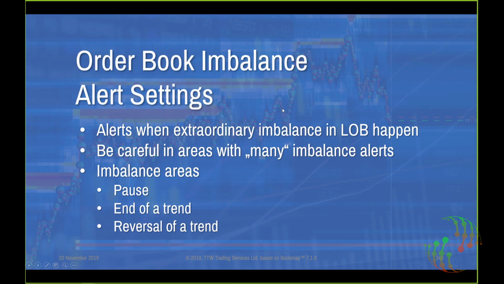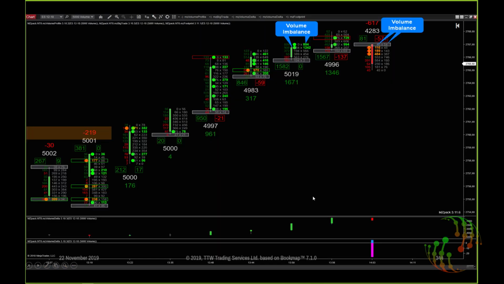Alert setting is quite helpful. It alerts you when an extraordinary imbalance in the limit order book happens. Be careful in areas with many imbalance alerts. This is my practical advice: imbalance areas indicate a pause, the end of a trend, or a reversal of a trend.